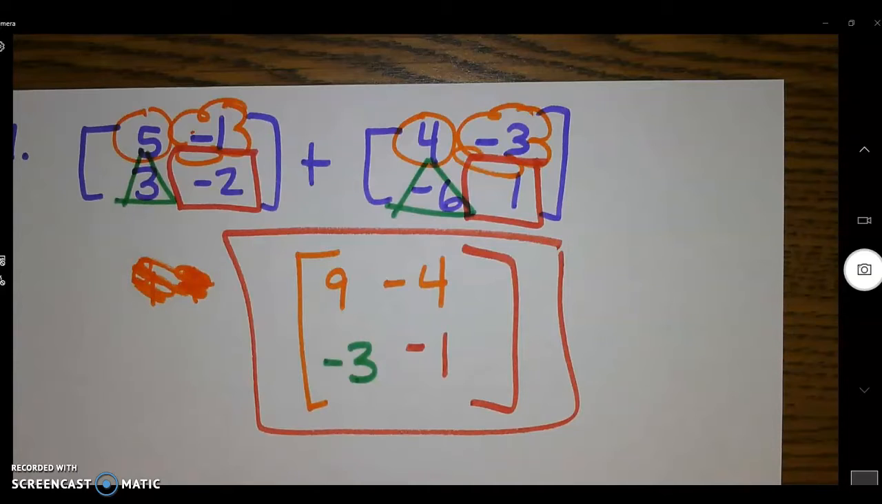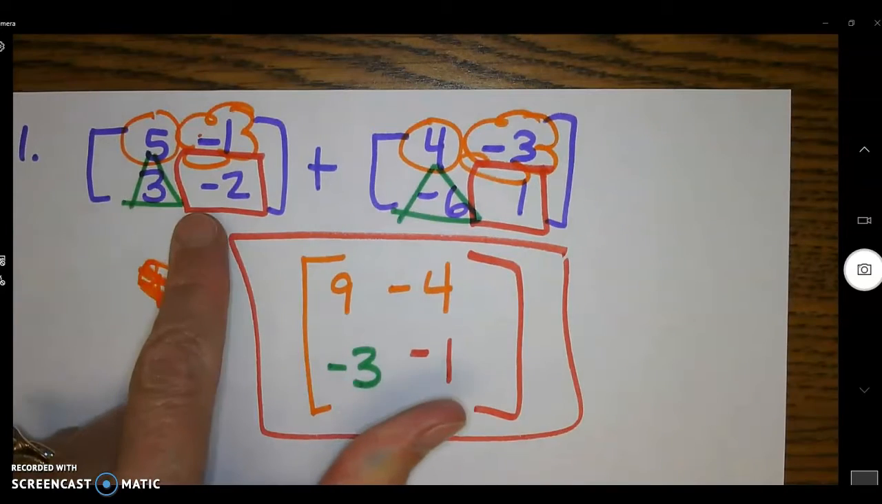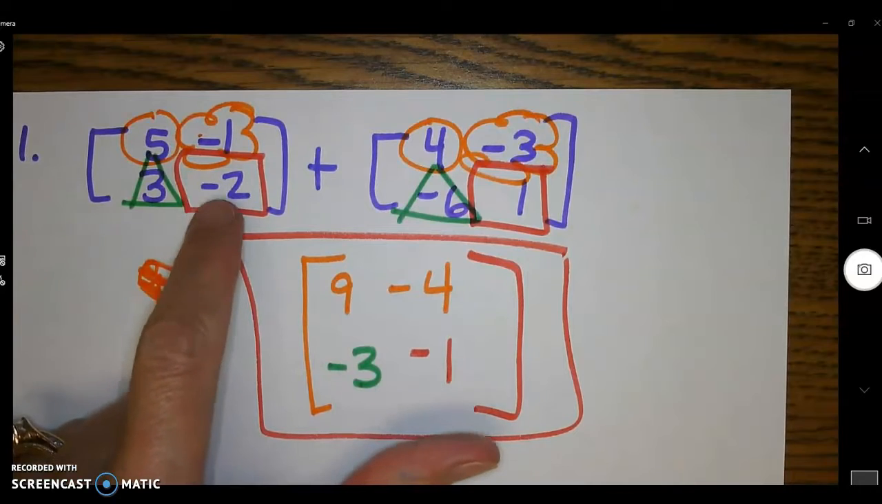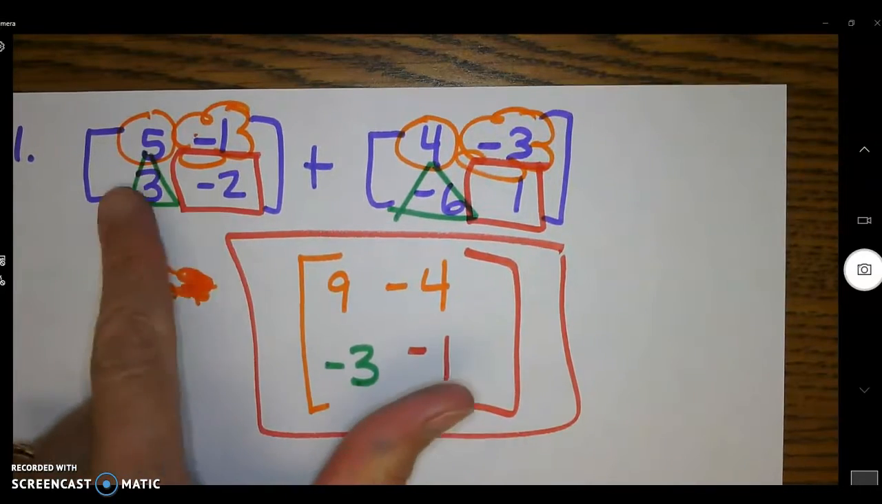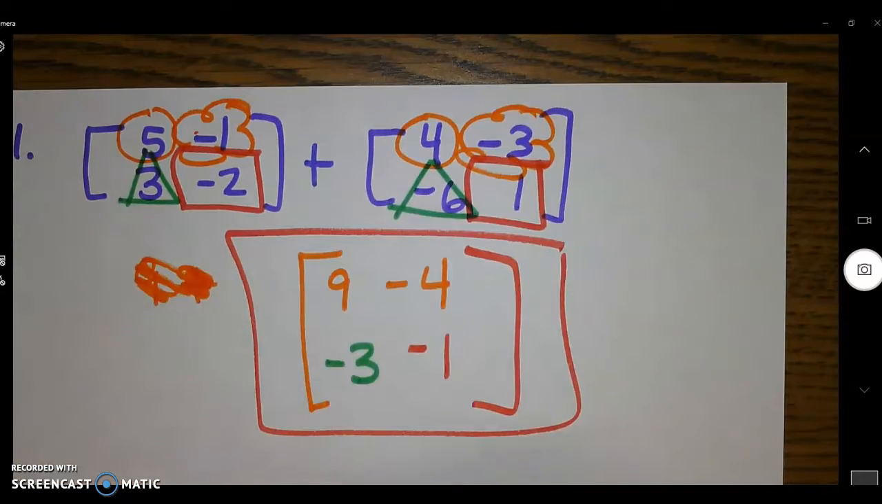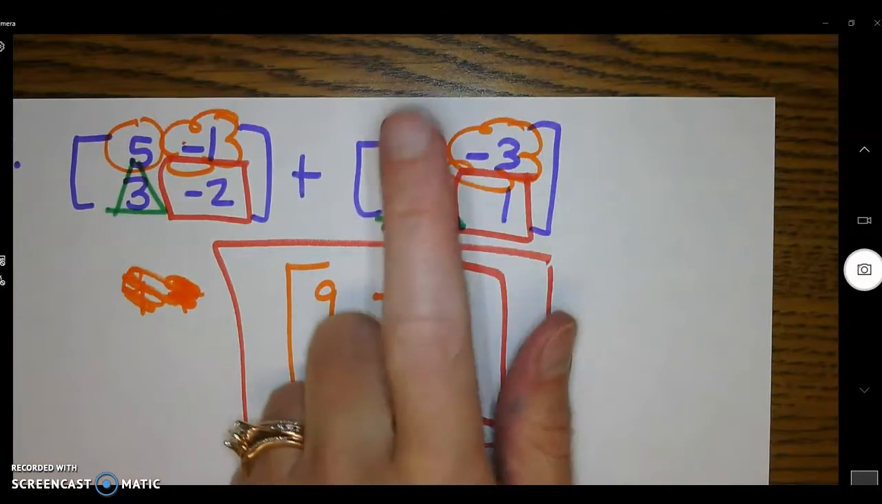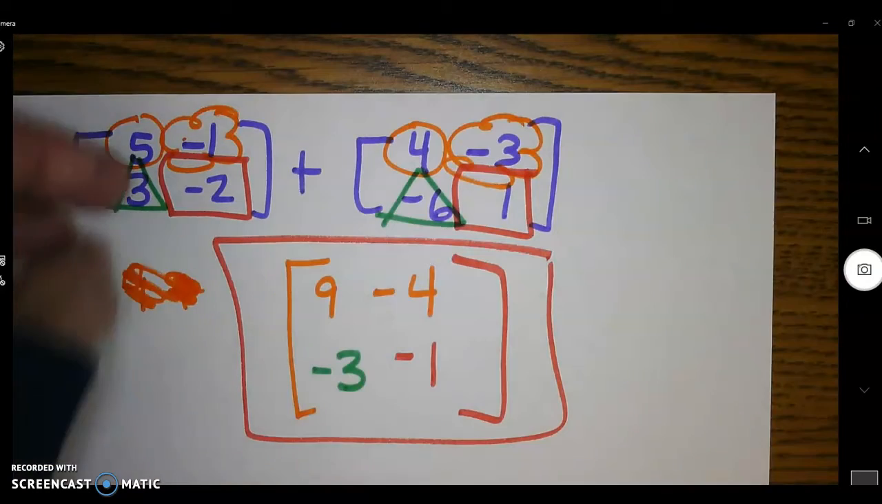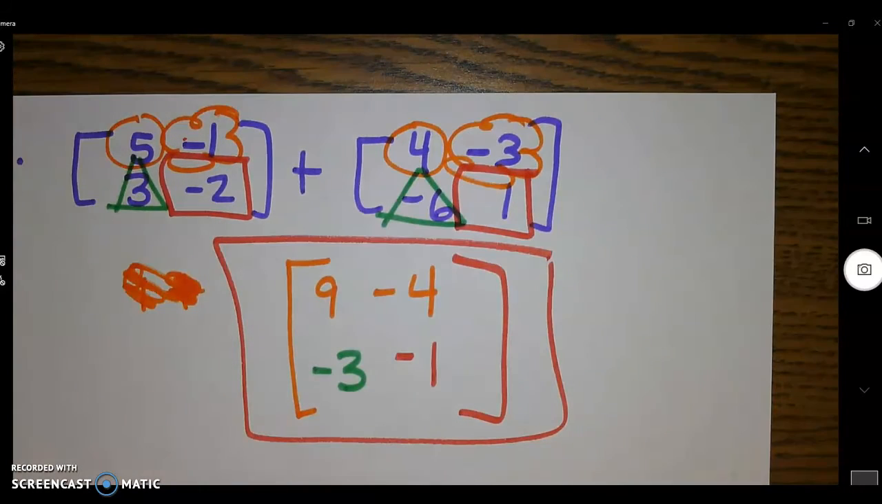A matrix is useful for things like recording scores on players. So maybe this is a golf game, right? Because in golf you can have negative scores. So 4 players right here, maybe this is hole number 1. Here's the 4 players again, hole number 2, whatever. So like a sheet or a grid of scores for various things. And we want to add them all together.